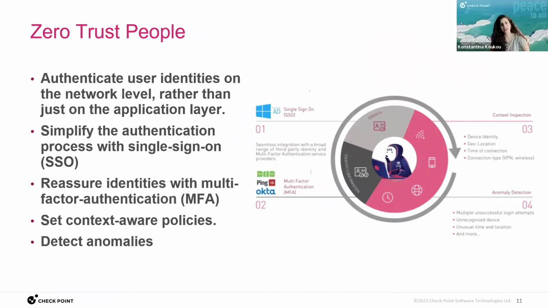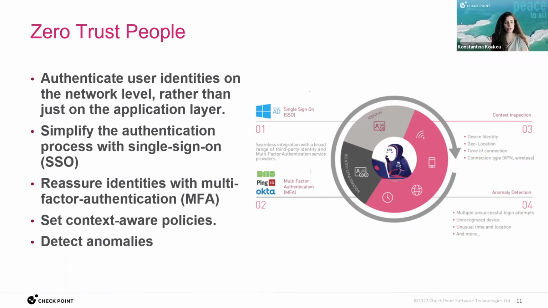So zero trust people, we are talking about people a lot and their involvement in cybersecurity. And the thing is that we have, of course, to authenticate user identities on the network level, and not, if possible, at the application, meaning that you don't allow authenticating users closer to a security gateway on the network level. This will block hackers from getting too close to the system and dramatically minimize the attack surface. Of course, you should use SSO, which simplifies the process of authentication. Reassuring our identities with multi-factor authentication is a must.